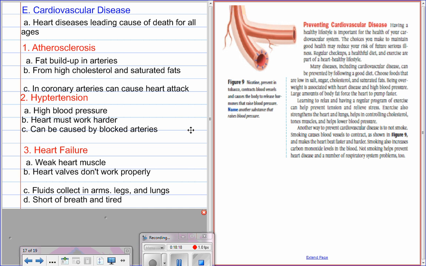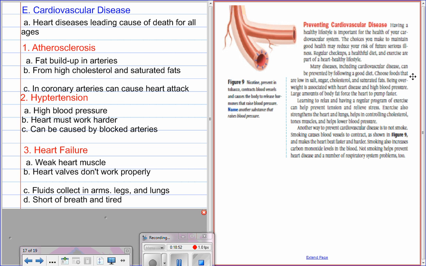Preventing disease. Having a healthy lifestyle is important for the health of your cardiovascular system. The choices you make to maintain good health may reduce your risk of future serious illness. Regular checkups, a healthful diet, and exercise are part of a healthy lifestyle. Where have we seen that before? Oh, yeah, in the beginning. Many diseases, including cardiovascular disease, can be prevented by following a good diet. Choose foods that are low in salt, sugar, cholesterol, and saturated fats.